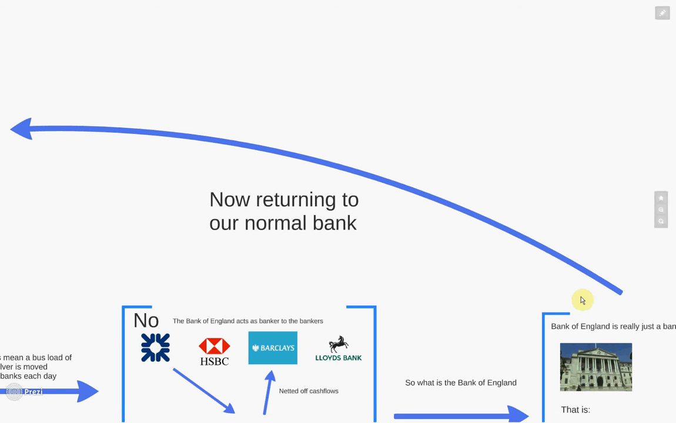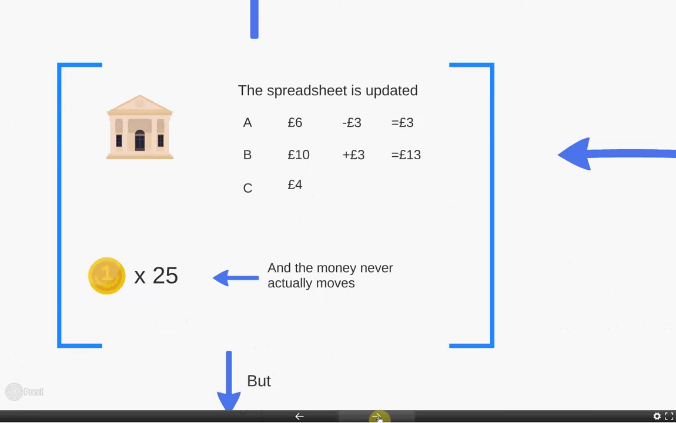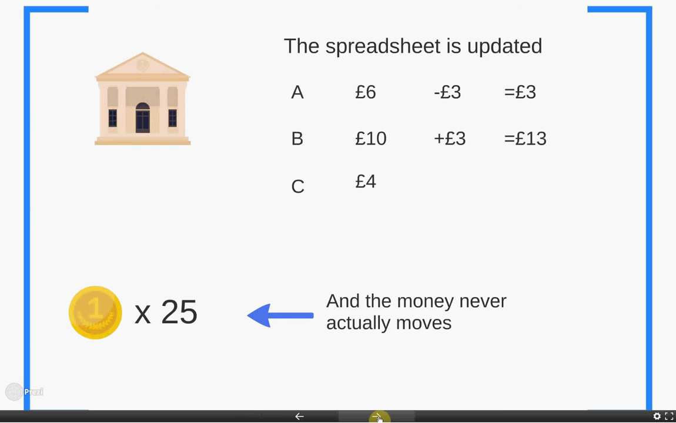Okay, so having digressed about the Bank of England and explained the clearing system, we now go back to looking at our normal bank in a bit more detail. So here we are back to our normal bank. The spreadsheet has been updated because A put in £6, B 10 and C 4. Then A bought a pig from B, so he went down to 3, B went up to 13.